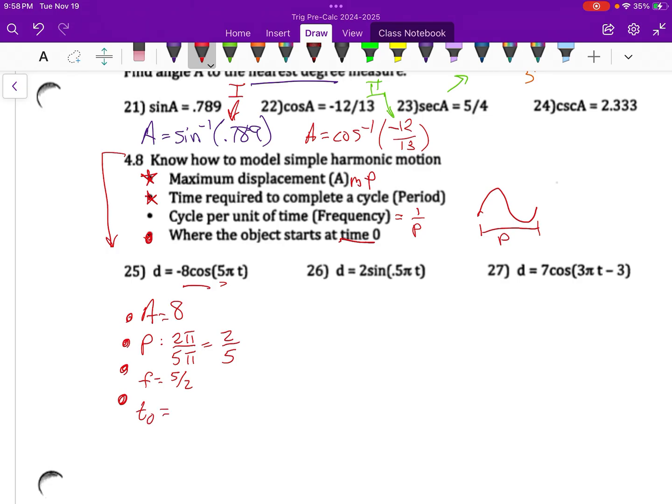Well, at time 0, it's going to be at -8. It's going to start low, is where it's actually stating that. And that's all these questions are asking, those concepts, okay? If you do have one that is phase shifted, the phase shift is not time 0. Boy, I haven't seen one of those. Talk to me about this one, because that's one that I need to look at.